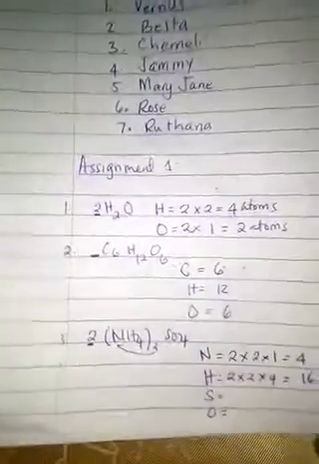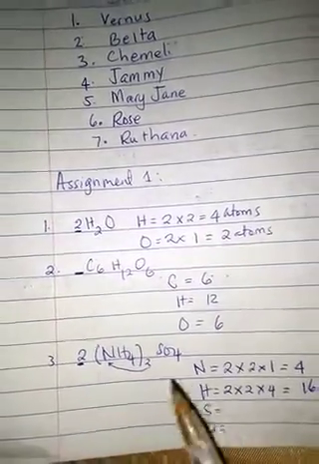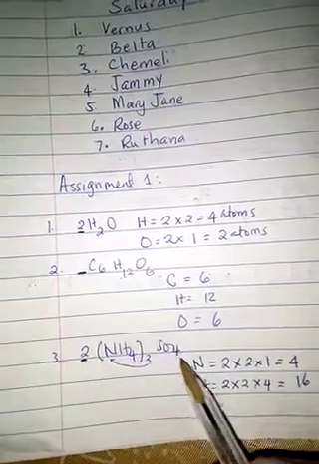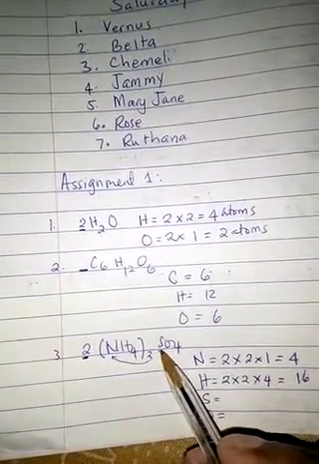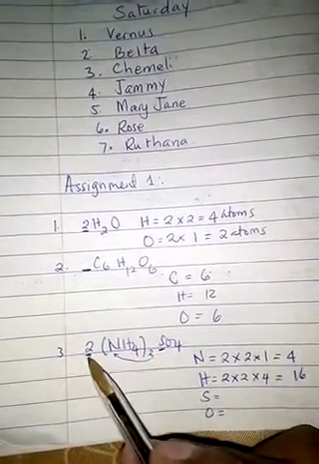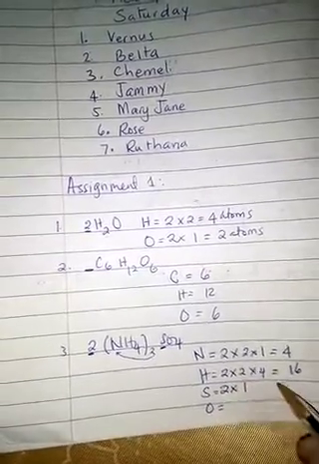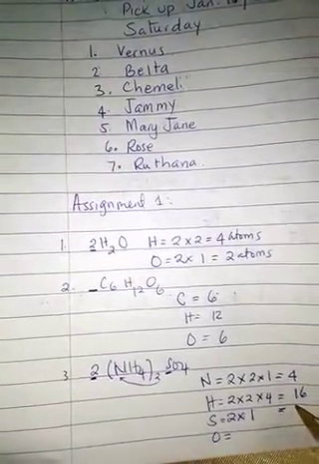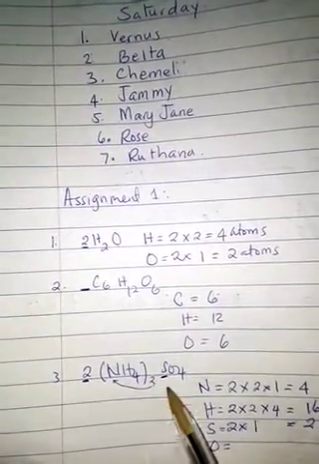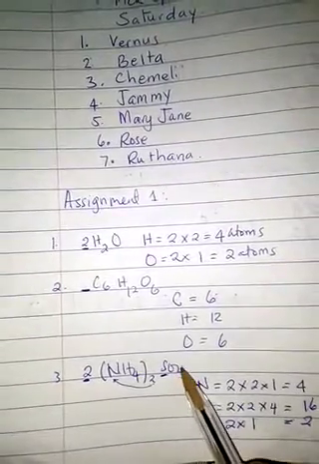To find the number of sulfur, how would you find it? Now look at this number here, it multiplies everything, right? So sulfur is 1, that is the symbol for sulfur. So 2 multiplied by 1 sulfur gives you 2 atoms of sulfur. Now to find the total number of oxygen, we have 4 atoms of oxygen there.